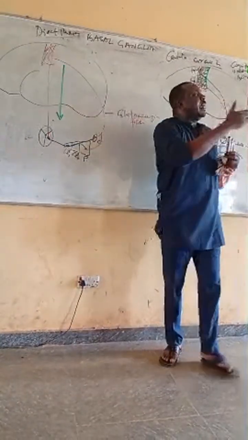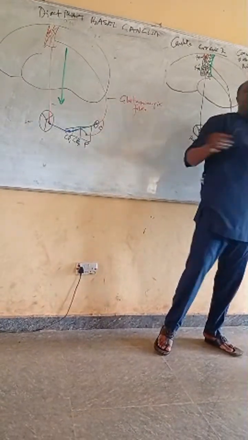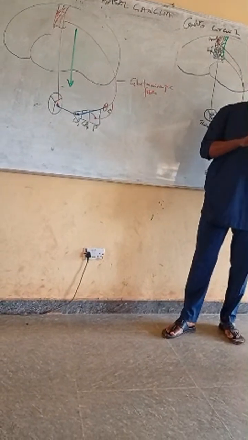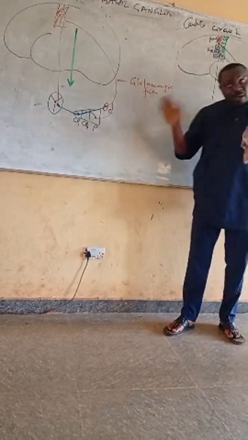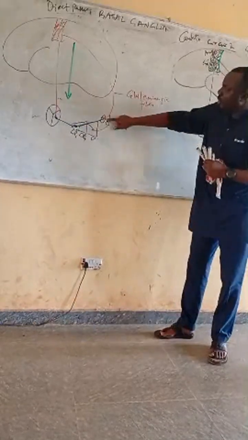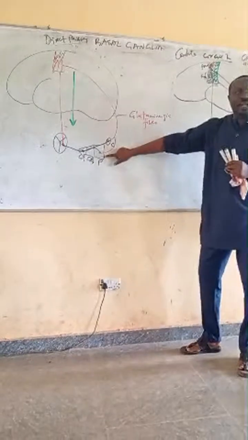Okay, let me make it very easy for you so that you understand. Let me remove the cortex nucleus. Should I remove it? No. Okay, I should leave it. Do you understand it? Yes. This class is a very intelligent class. Okay, so you understand that this and this are one. They are called what? Striatum.